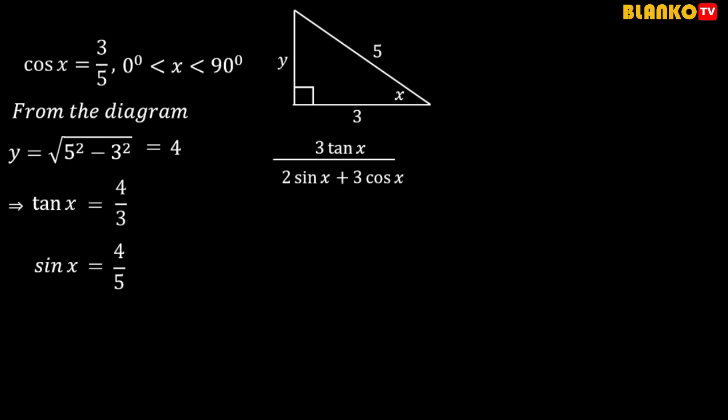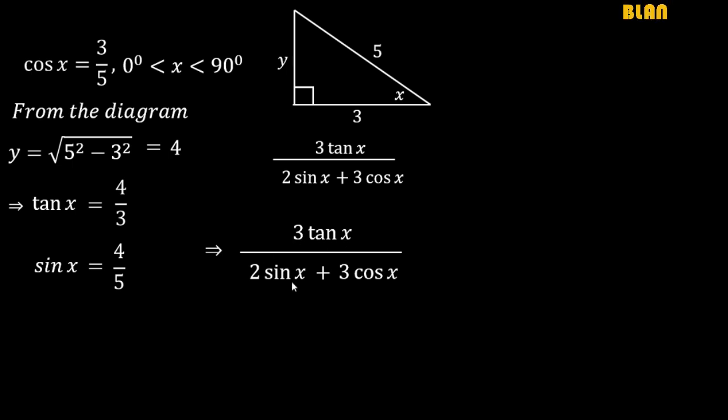So let's continue. From the question, we are to calculate 3 tan x over 2 sine x plus 3 cos x. And we have tan x to be 4 over 3, sine x to be 4 over 5, and cos x to be 3 over 5. So let's substitute these values into this expression.